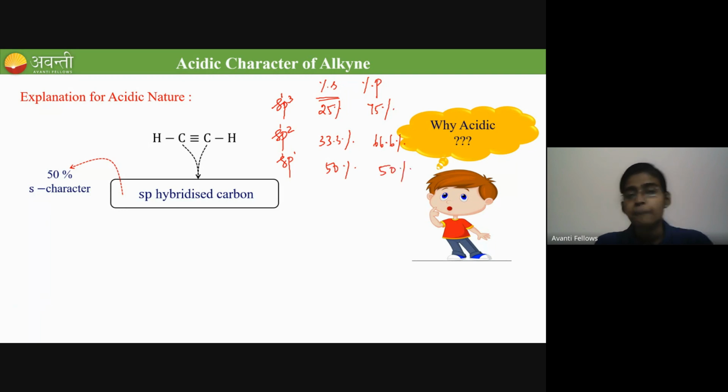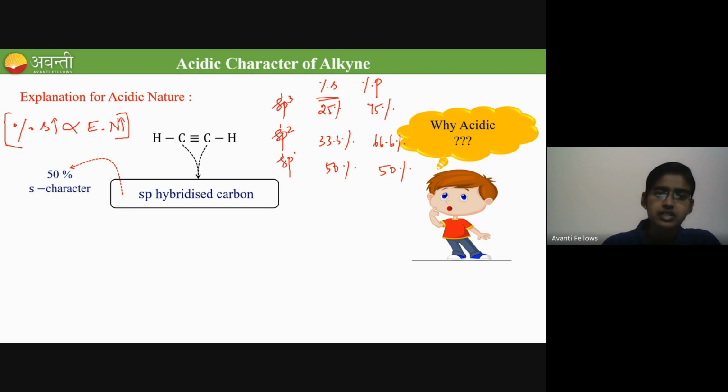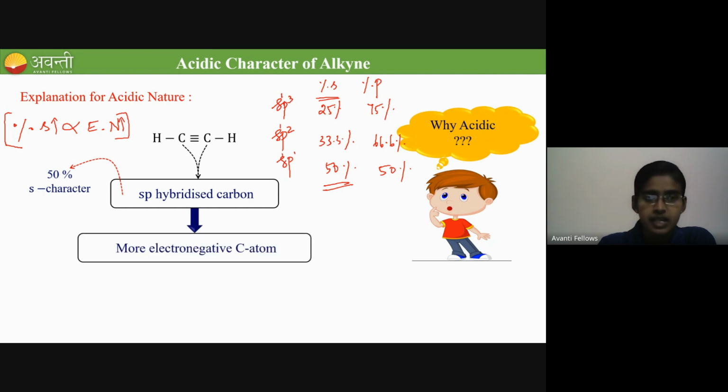Now the percentage of S character is directly proportional to the acidity, or electronegativity, we can say. The compound which has the highest S character is more electronegative in nature. Here, the sp hybridized system has the highest S character. Means these sp hybridized carbons are more electronegative in nature.